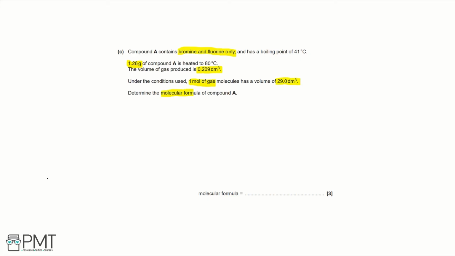We want to work out the molecular formula. So firstly we're going to do 0.209 divided by 29. That's similar to when you have that 1 mole of gas equals 24 decimetres cubed: you divide your volume of gas by 24 and then you get moles. If we do this but with 29, we get 0.00721 moles of A.